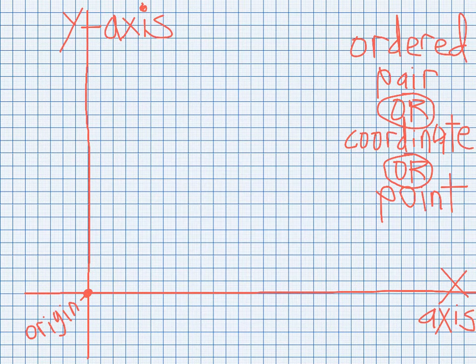And then we have what's called the origin down here. That is the point right there where the x and y-axis meet. That is the point 0, 0. And now we're going to do some graphing here.